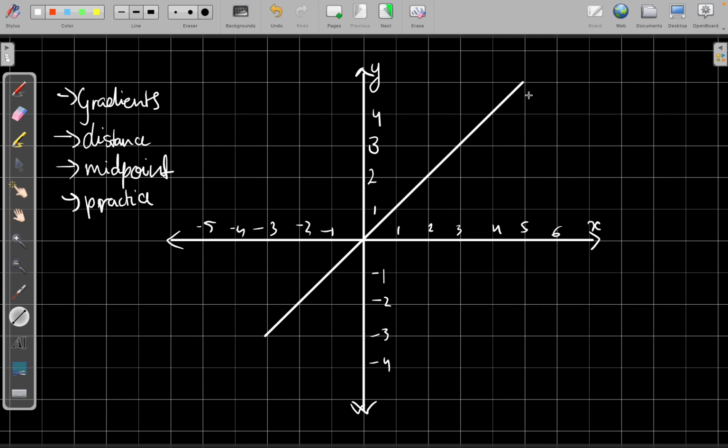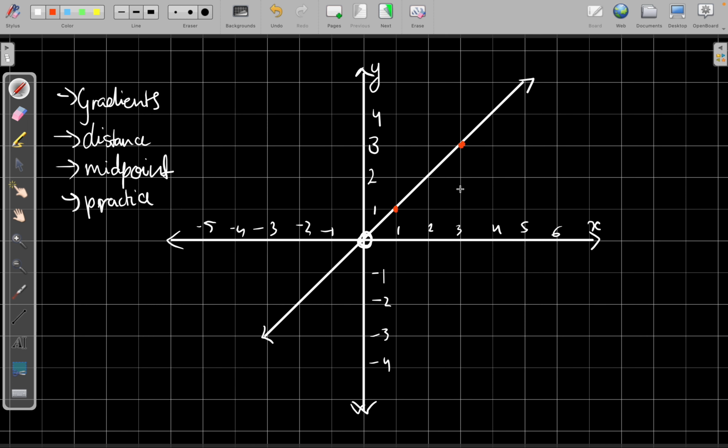At a 45-degree angle, there's this line, and it's passing through the origin. Always remember to label the origin with a circle. We can take any 2 points on this line. I'm just going to take the points (1, 1) and (3, 3).